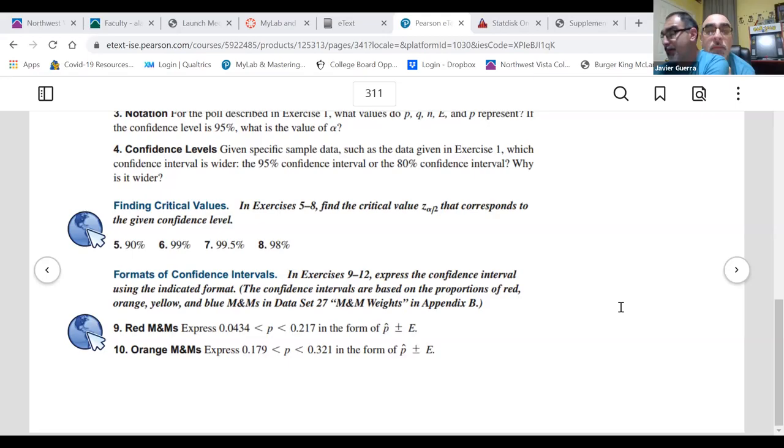Anyways, so they're giving you this confidence interval. So I'm going to write down the confidence interval. You have 0.0434 less than P, less than 0.217. And they want you to find, pretty much it has it in this format, P hat plus or minus E. What is P hat and what is E?